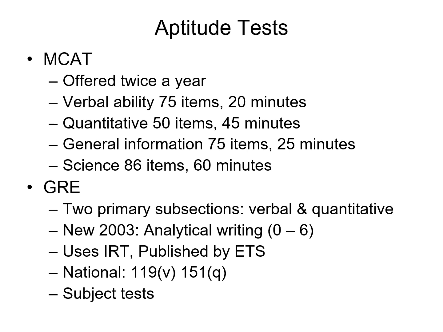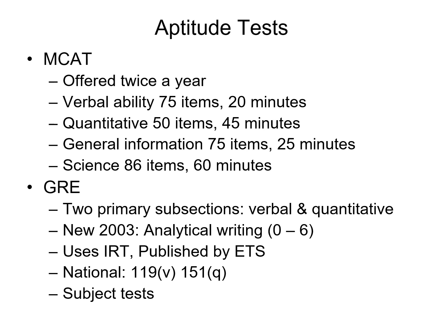The MCAT is offered twice a year. Verbal ability is 75 items over 20 minutes. Quantitative is 50 items over 45 minutes. General information that you should have learned as an undergraduate is 75 items in 25 minutes. And then there are 86 science items over 60 minutes. Again, this gives a score that is relatively related to performance in medical school.